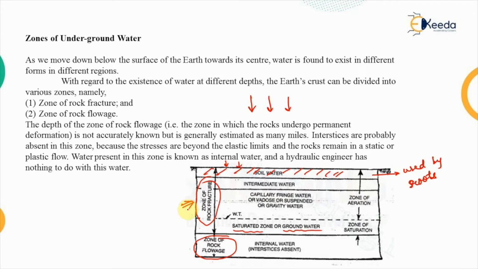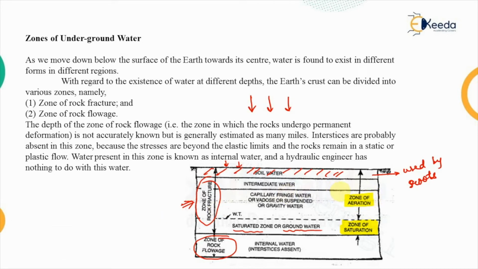Now within this zone of rock fracture we divide it into two portions, that is the portion where the water is available throughout the rocks or the soils. That means the water is saturated. This area is completely saturated with water, and that's why the name is known as the zone of saturation. In the rest of the area the water is not present. That means there will be air present in the voids of the rocks, and because of that reason this is known as the zone of aeration.